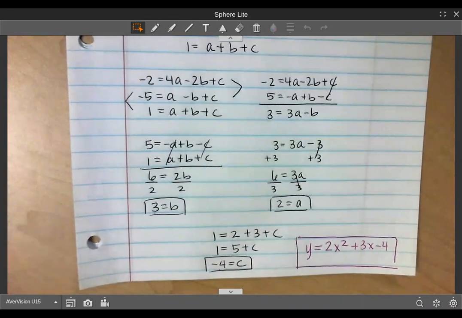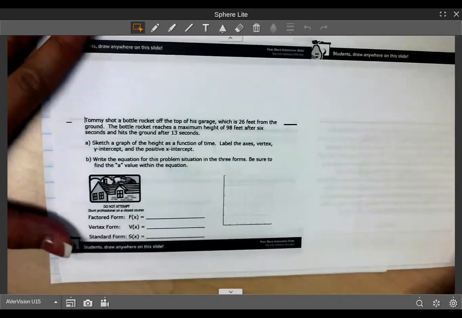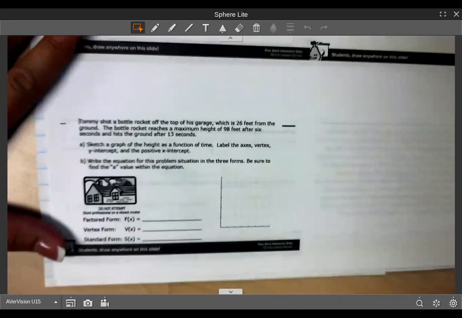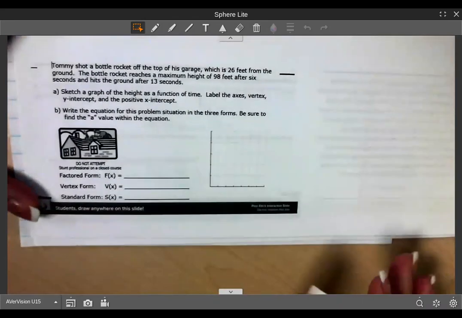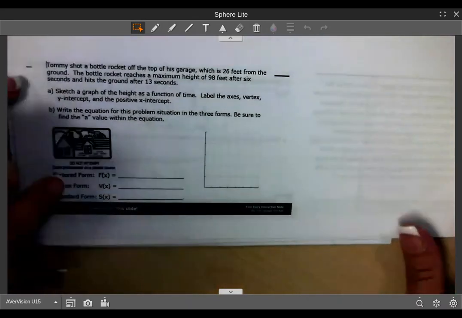All right, we've got one more thing we're going to do today. We're going to go ahead and summarize that by writing our 3 forms of the quadratic here. You will definitely have to be able to write all 3 forms, so it's important that you can do that.